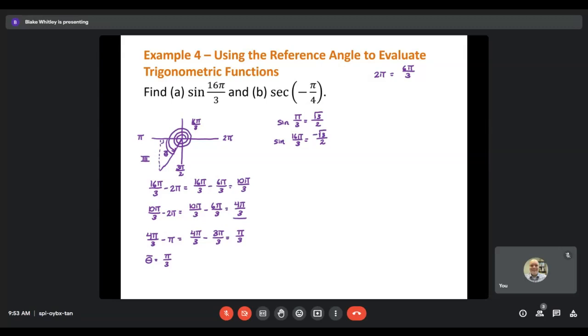All right, and then part B here, we want to find the secant of negative pi over 4. And first step, let's sketch this. Now, pi over 4 is one that we've seen a lot, right? And so hopefully at this point, you're starting to recognize some of these. Pi over 4 is going to be 45 degrees. But because it's a negative, remember that tells us we're going in a clockwise instead of counterclockwise direction. So I'm basically going 45 degrees in this direction here. So this angle here is negative pi over 4 radians.